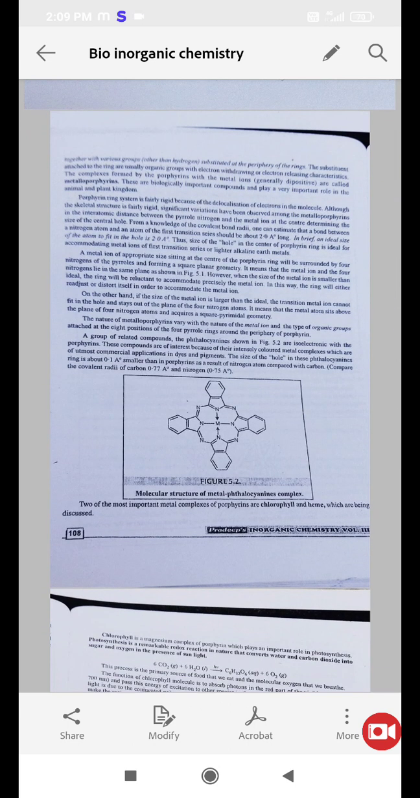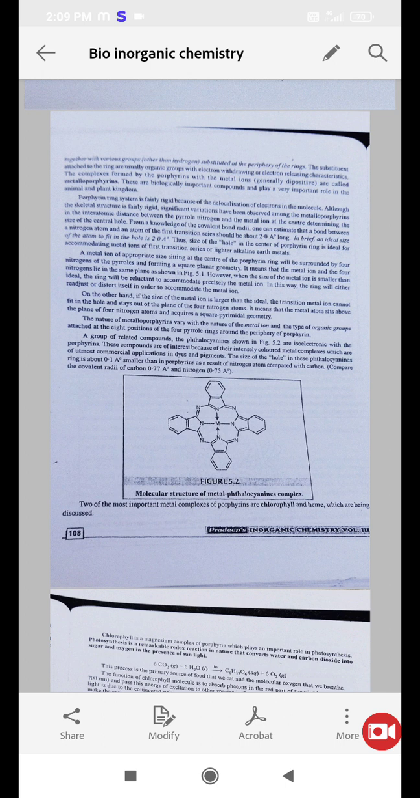Various groups other than hydrogen are substituted at the periphery of the ring. The substituents attached to the ring are usually organic groups with electron withdrawing and electron releasing characteristics. The complexes formed by the porphyrins with metal ions, generally di-positive, are called metalloporphyrins. These are biologically important compounds and play an important role in the animal and plant kingdom.